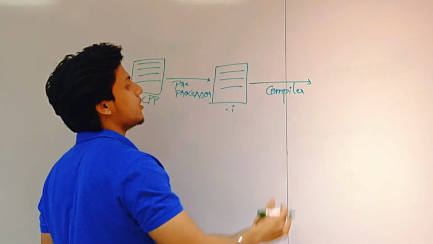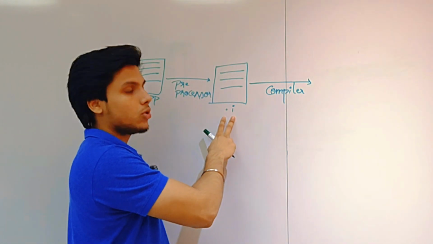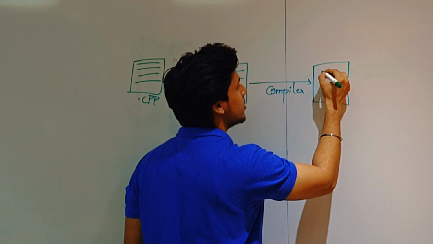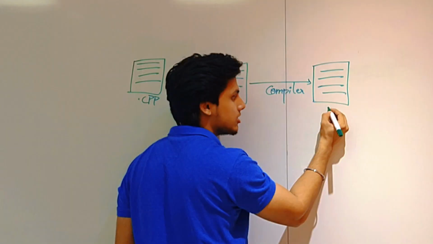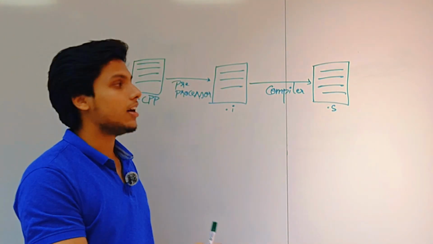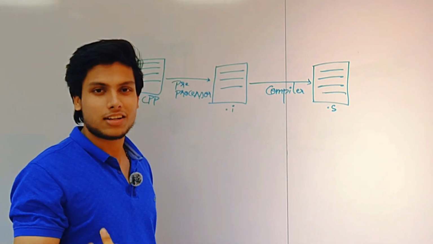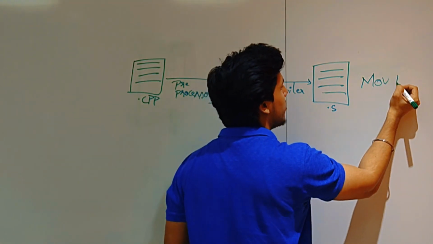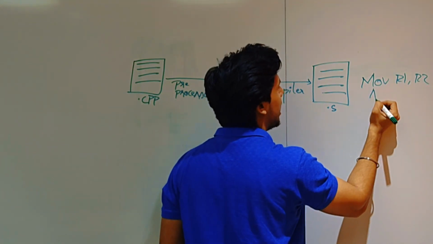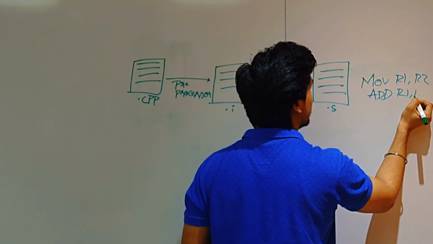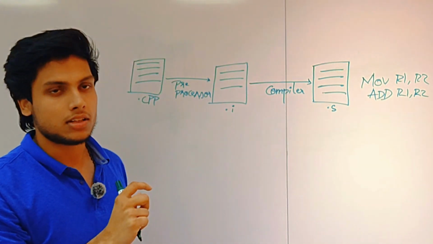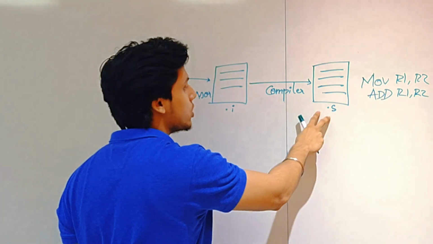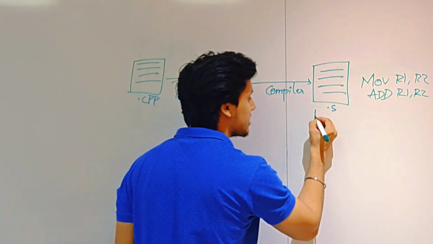So what does this compiler do? It takes your preprocessed code, which is .i, and converts it into assembly language, which has the .s extension. What does assembly language look like? If you have read the computer organization subject, obviously you have seen commands like mov r1, r2 and add r1, r2. These are the assembly level instructions. So the compiler transforms your high level code, your preprocessed code, into assembly language. Then it goes to the assembler.